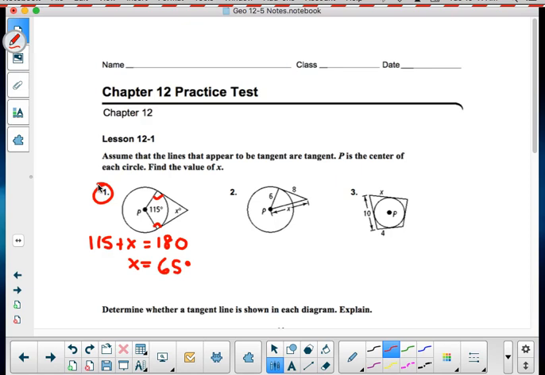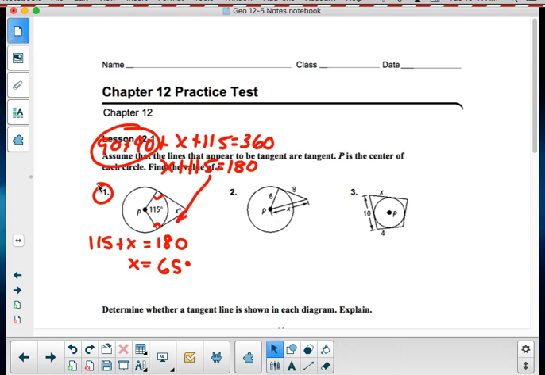we consider the fact that 90 plus 90 plus x plus 115 is 360, and this is half of it, so that becomes this. And this will work all the time this way for this type of situation, so I'd always use it like that.